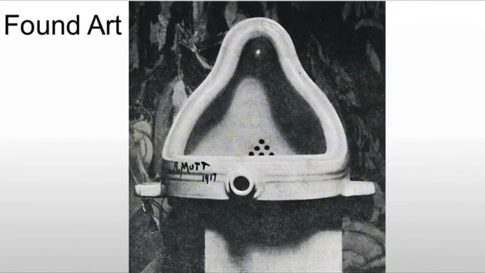Then we have found art. Now these are objects that become art not because the artist created it, but rather because the artist chose it from its original setting. In this case, this is a urinal that was chosen by Duchamp to be a piece of art in a gallery. And there's a lot more to it. We'll cover it a little bit more later in the semester, but this is basically an artist coming across a piece and saying, I'm an artist, I understand art, I have chosen to consider this piece art, and therefore it is now art. But because the artist didn't create it, it is known as found art.